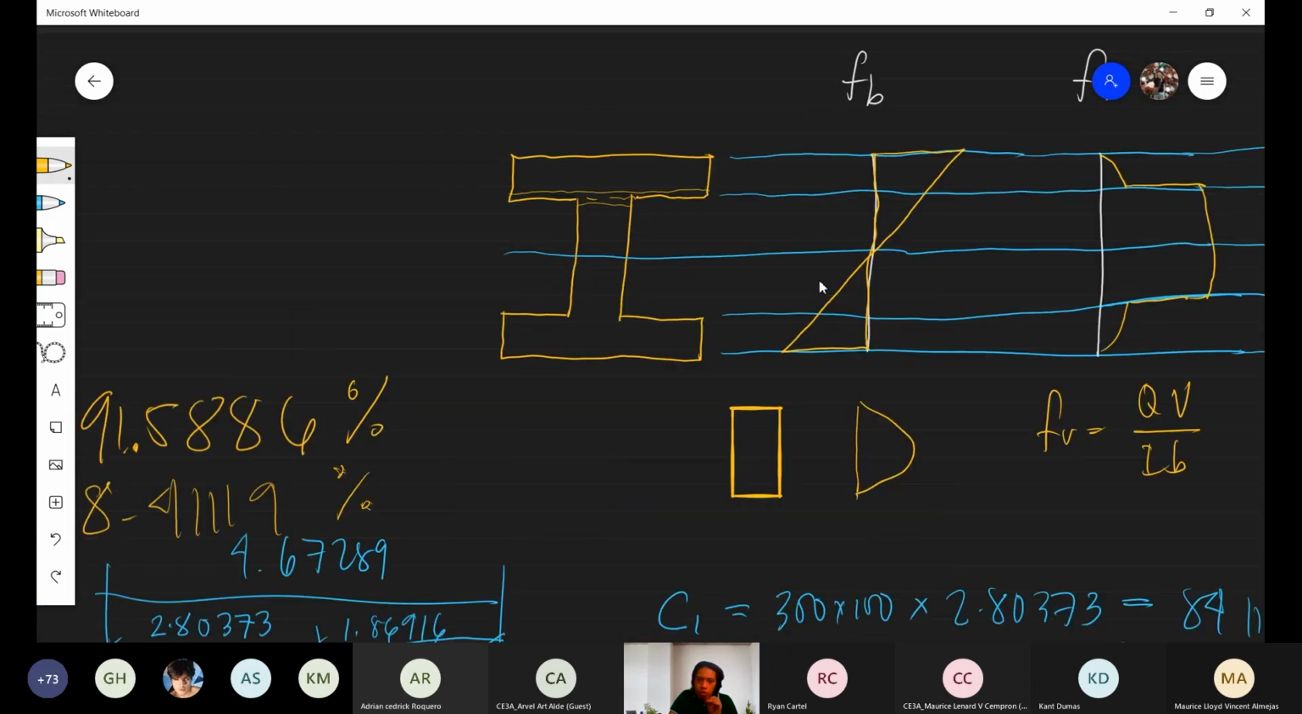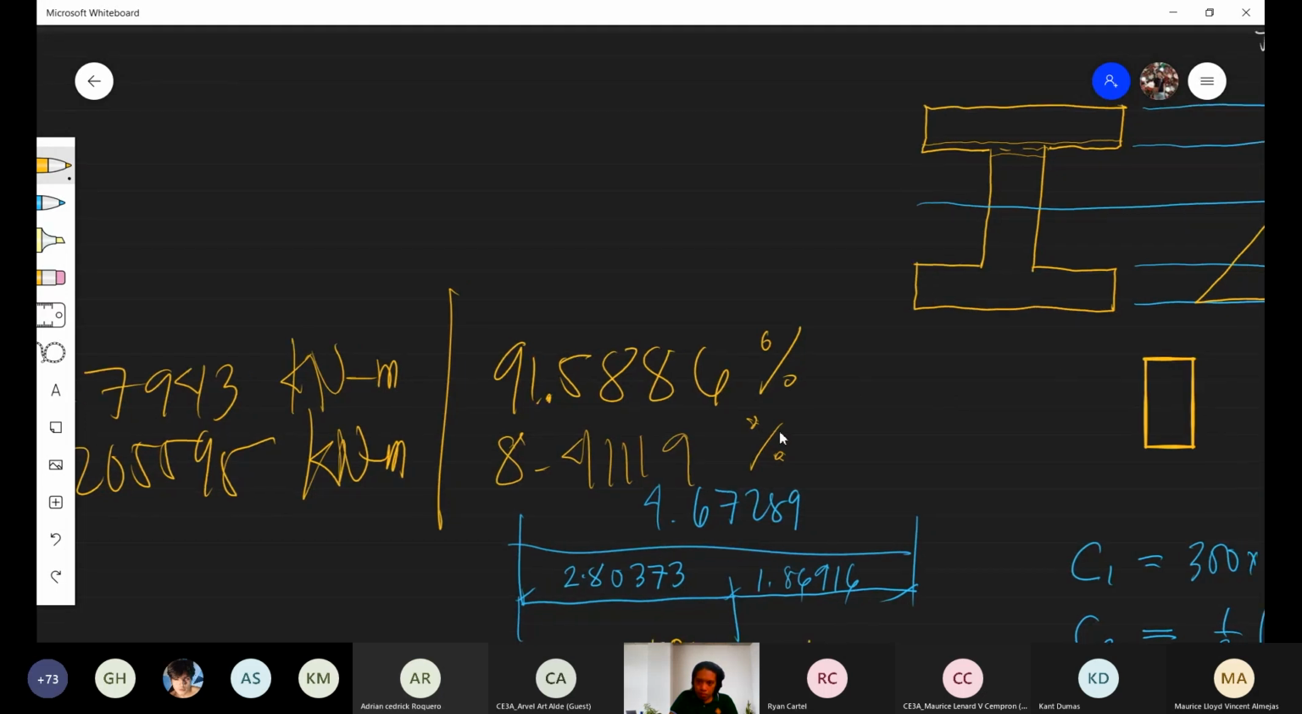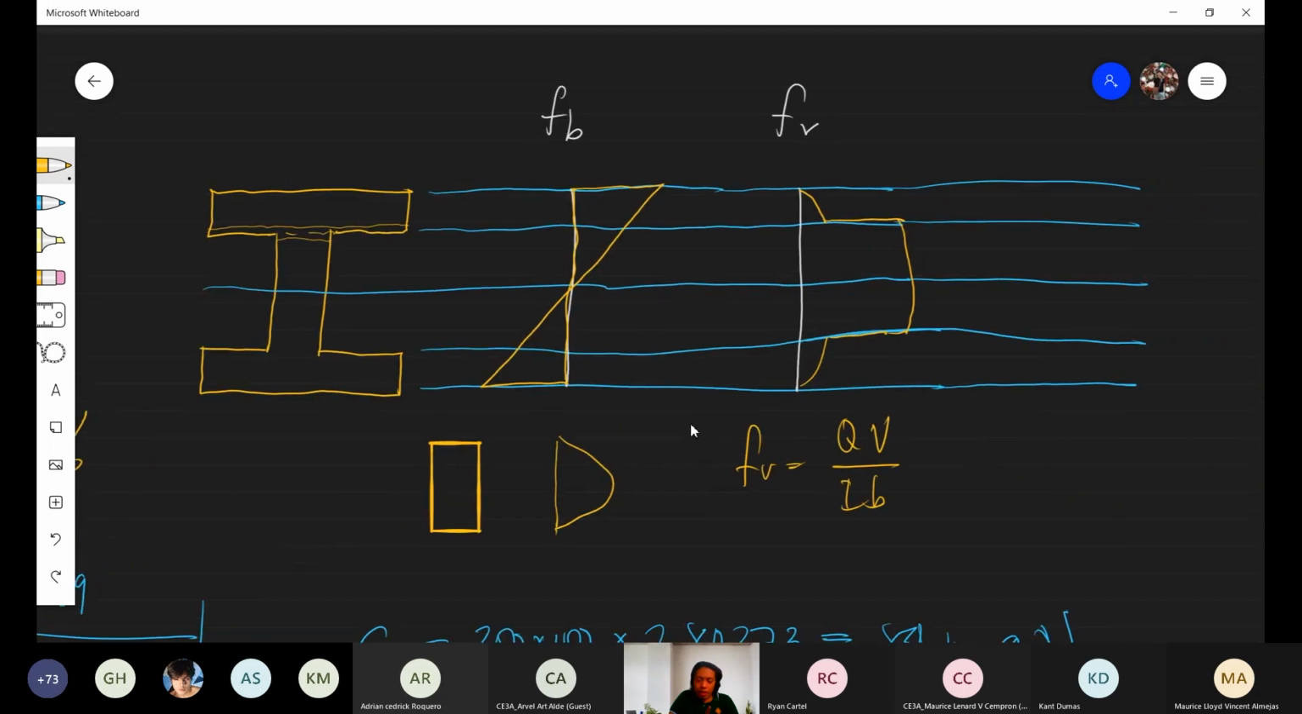And we know because we proved this. In fact, 91% of the moment is carried by the flange, not the web. We cannot compare percentages because they vary from case to case. But in general, most of the horizontal shearing stress is carried by the web, and most of the moment is carried by the flange.